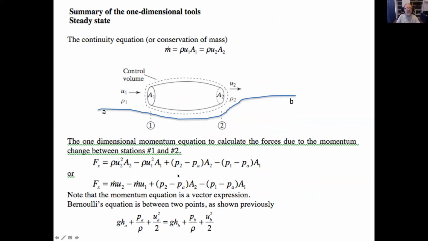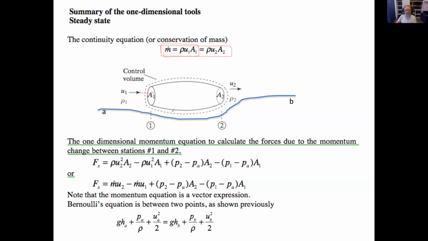I have a few more minutes, so let me see what my next slide is. Okay, my next slide is simply a summary. Here's a summary of the one-dimensional tools. We looked at steady state, and for conservation of mass, we had a control volume going in and coming out. We concluded that because it's incompressible, there's no accumulation, so the mass going in must be equal to the mass going out. Also, we have a good formula for the mass flow rate, so you have to remember that formula by itself.